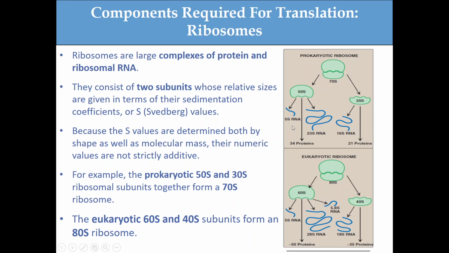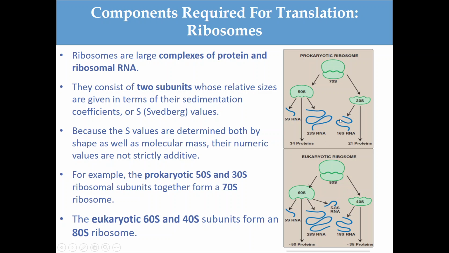Now, the large subunit, the 50S, is composed of ribosomal RNA, which we said is synthesized by RNA polymerase 1, and 34 proteins. You don't need to remember the number of proteins, but just know that each subunit is composed of RNA and proteins, and then both subunits form the complete ribosome. For eukaryotes, we have 60S and 40S. Again, we have 50 proteins, 35 proteins, and so on. You don't need to remember the number of proteins.